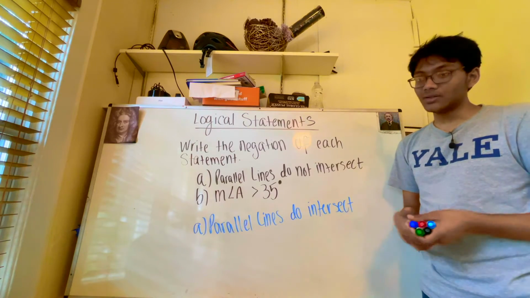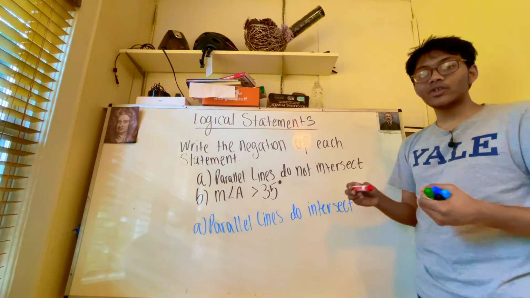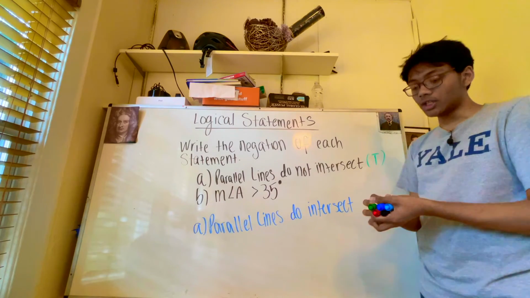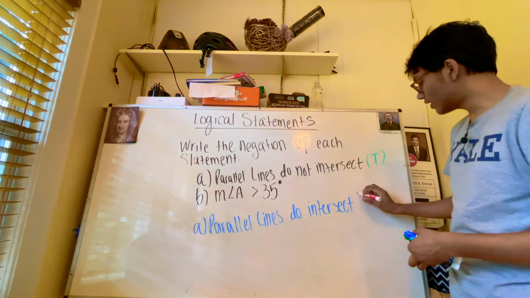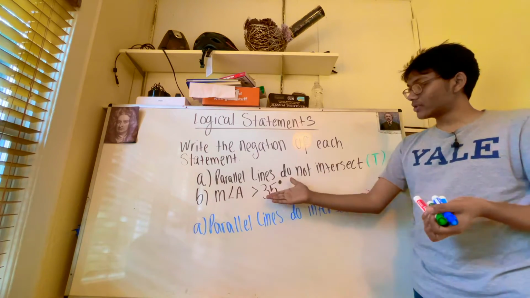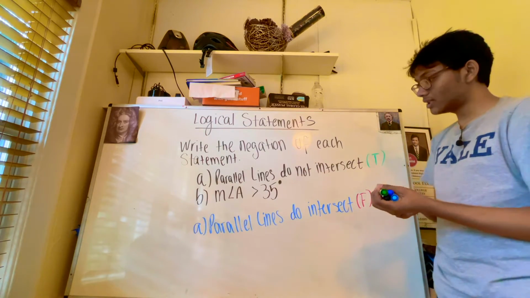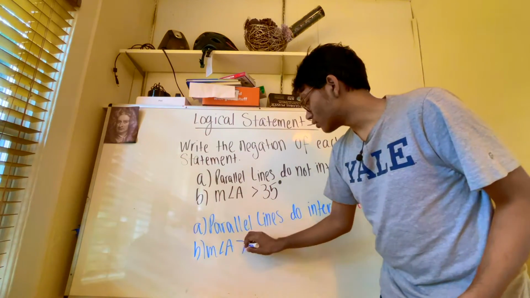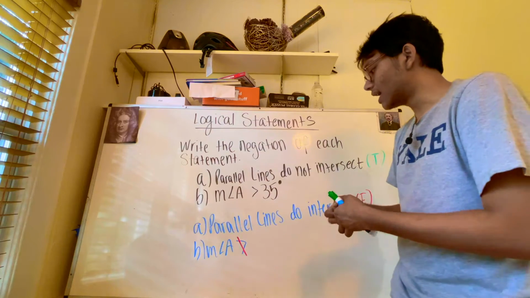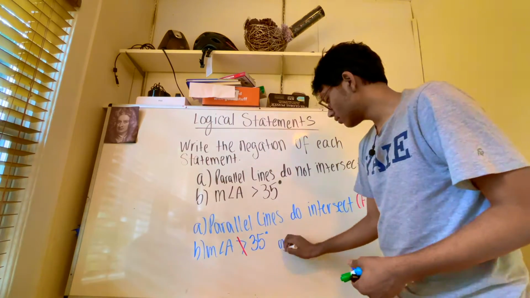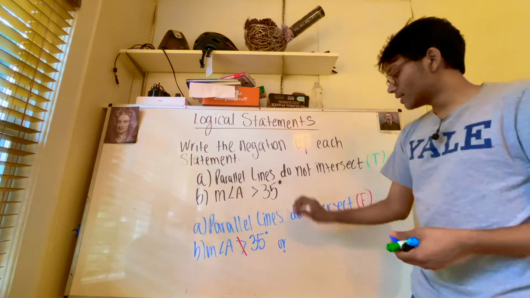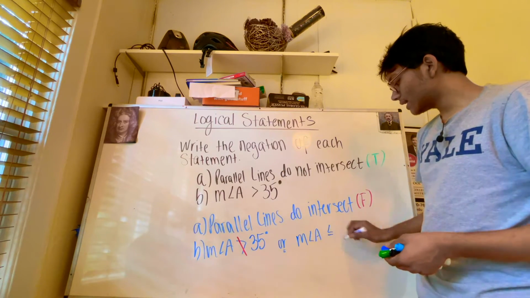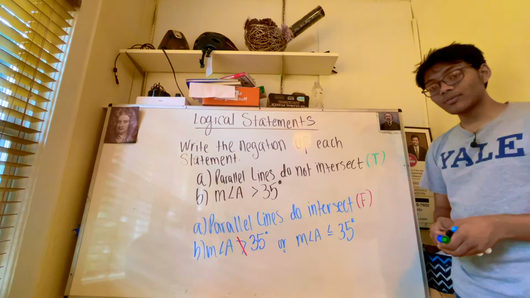Now, what's the truth value? Well, remember, parallel lines never intersect. So this would actually be a true statement, and our negation has the opposite truth value, and it's false. What's the negation of our second statement? Well, you can actually write it two different ways. You can say the measure of angle A is simply not greater than 35 degrees. Or you can write it another way. You could say the measure of angle A, if it's not greater than 35 degrees, it's probably less than or equal to 35 degrees. And let's check out some more examples.